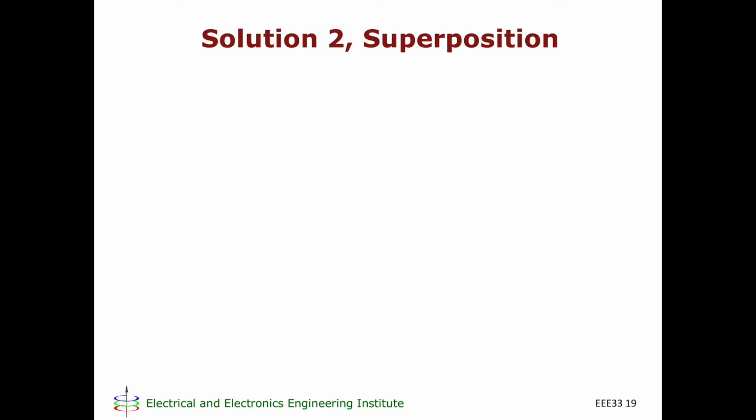Let's try superposition. With superposition, I_x would be due to a contribution from source 1 and a contribution from source 2. So the total current flowing through Z2 is the contribution from source 1 plus the contribution from source 2. So let's consider the voltage source, or source 1, acting alone.